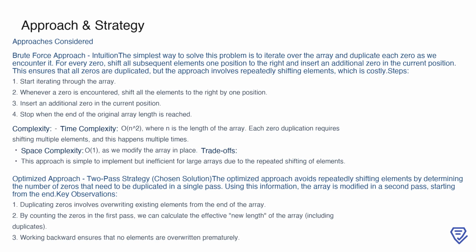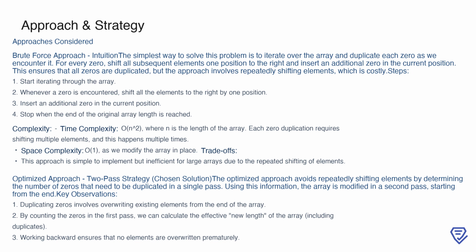To solve the problem of duplicating zeros in an array, we considered multiple approaches. The first and simplest is the brute force method. Here, the idea is to iterate through the array, and each time we encounter a zero, we shift all the subsequent elements one position to the right and insert an additional zero at the current position. This ensures that every zero is duplicated correctly.